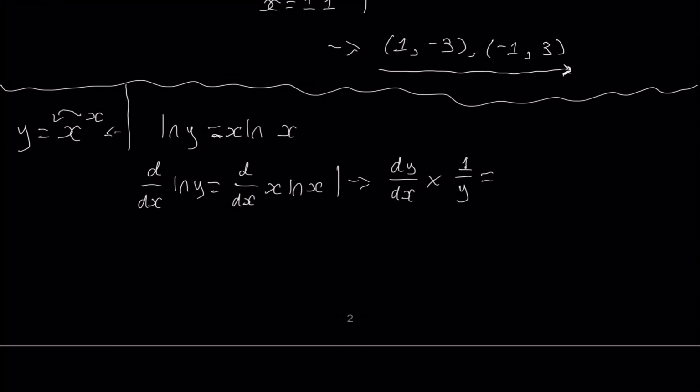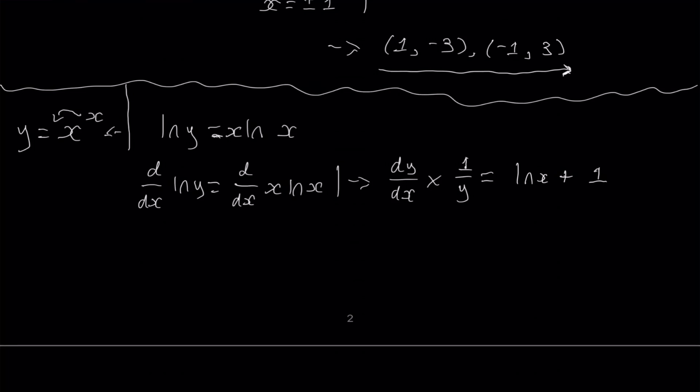Then this will be equal to, we're going to have to use the product rule for the right-hand side here. We'll have ln x times the derivative of x. The derivative of x is just 1, so we're left with ln x on its own. And then this will be plus x times the derivative of ln x. The derivative of ln x is 1 over x, so we have x divided by x. The x's cancel, and we're simply left with 1. There we go.